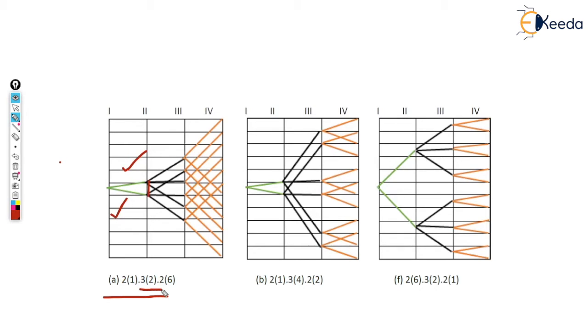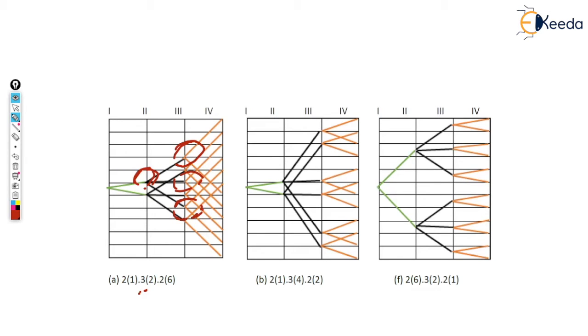Similarly, if we go with 3 in bracket 2, what does it show? It shows that there should be 3 lines from the 2 points. So here we have 2 points, point number 1 and point number 2. From each point there should be 3 lines. Suppose here we take point 1. So this is the first, this is the second, and this is the third.